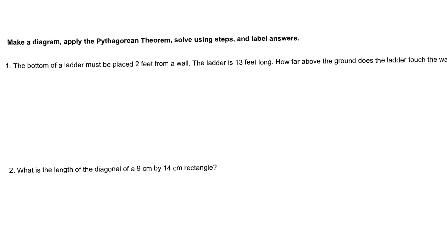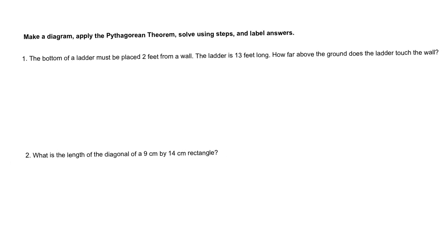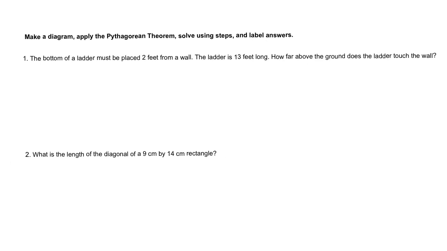Okay, so question number 1. The bottom of a ladder must be placed 2 feet from the wall. The ladder is 13 feet long. How far above the ground does the ladder touch the wall? What I recommend doing is read the question again and maybe underline or highlight the most important pieces of the problem. So the bottom of the ladder is 2 feet from the wall. The ladder is 13 feet long. How far above the ground does the ladder reach?